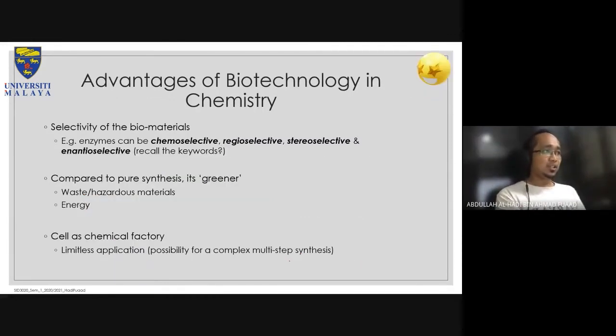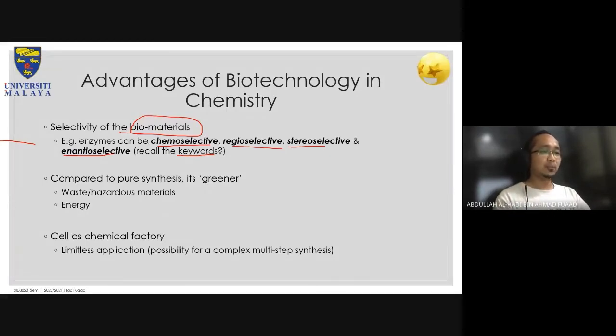Okay, so advantages of biotechnology and chemistry. The first one is selectivity of the biomaterials. Because if you use enzymes, it can be chemoselective, regioselective, stereoselective, and enantiomeric selective. So hopefully you can recall all of these keywords. If you can't, then just go back and recall these words, or I know some of you will simply Google it. It doesn't matter, as long as you remember what these are.